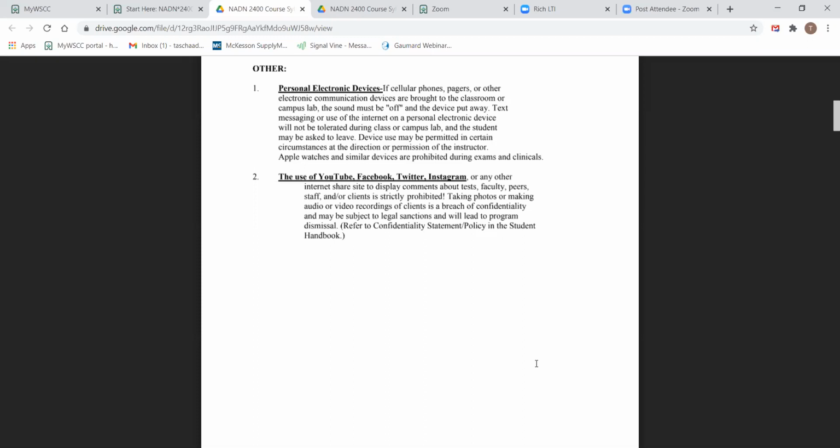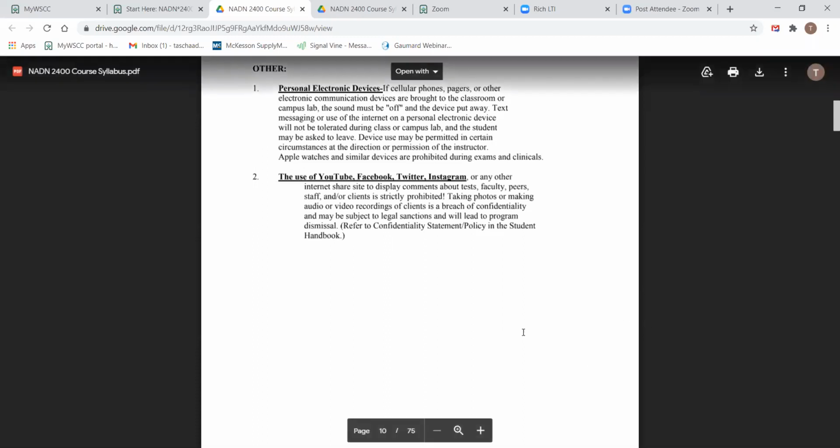We've always expected it, but you're going to be pushed a little further to make sure that you are maintaining professionalism this semester. Taking photos or making audio or video recordings of clients is a breach of confidentiality and may be subject to legal sanctions and will lead to program dismissal. Make sure you're following that policy in the student handbook.